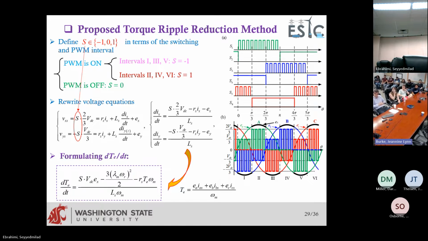When we have PWM, depending on which phase is connected to positive and which two are connected to negative, or which two are connected to positive and which one is connected to negative, it's going to be either +1 or -1. And when PWM is off, it's going to be equal to 0. But at every switching interval, you will have this torque calculation.